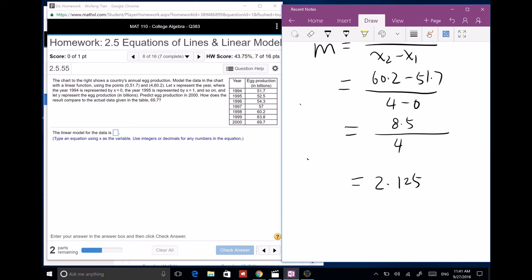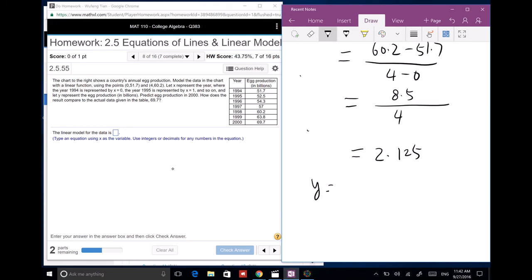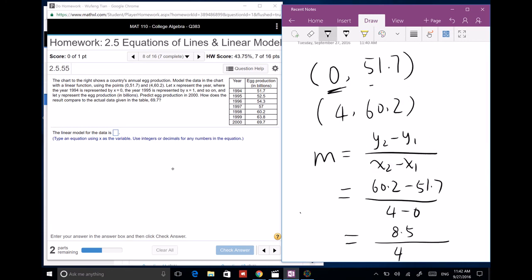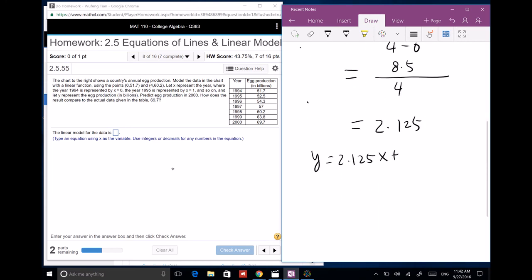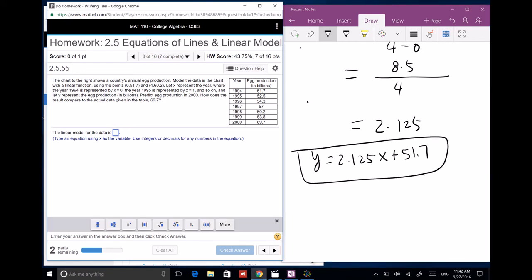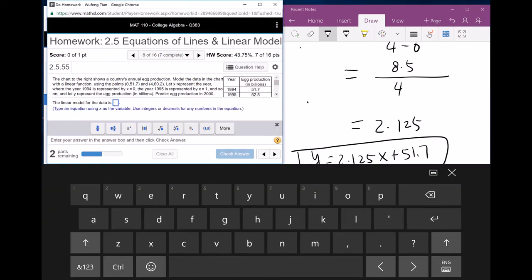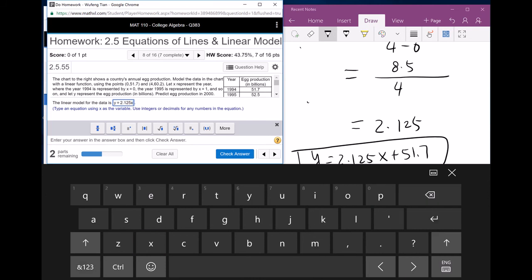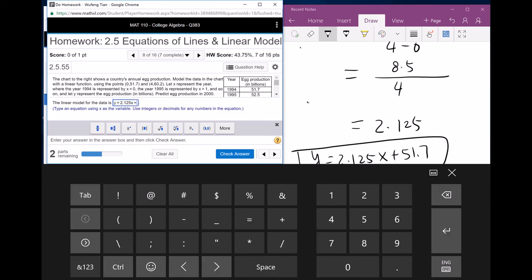Once you find the slope, you find the intercept. So y equals 2.125x plus the intercept. When x equals 0, y is your intercept, so it's plus 51.7. That should be your function: y equals 2.125x plus 51.7.